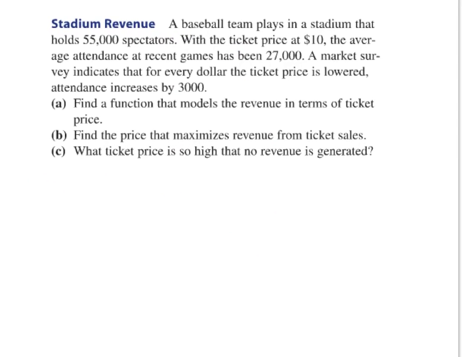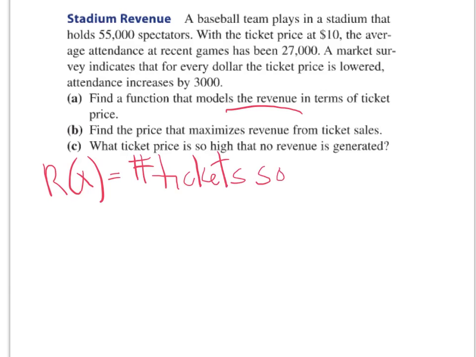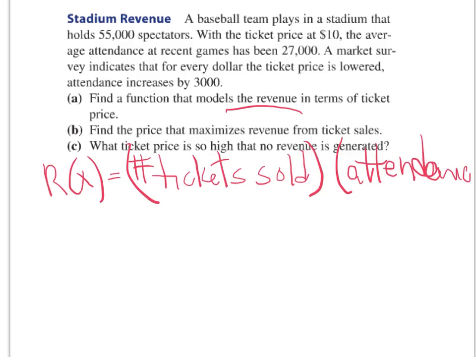And then the last one we did was the stadium revenue problem, which seemed to be a difficult problem for a lot of people, especially looking at the one that's similar to it that's assigned. So we wanted to find a function that models revenue. The revenue is equal to the number of tickets sold times the attendance, so the number of people who attend the game. Each person pays for a ticket, so you have to multiply times the attendance to figure out the total revenue. That's just the money you took in.